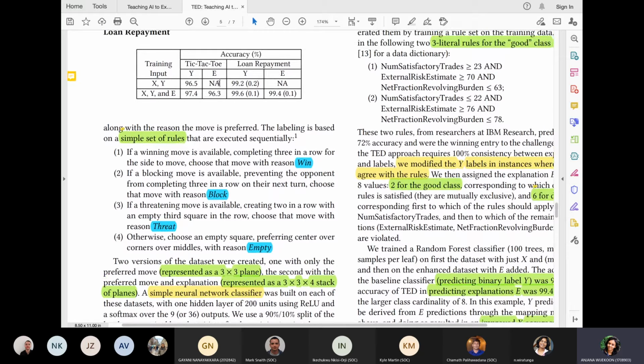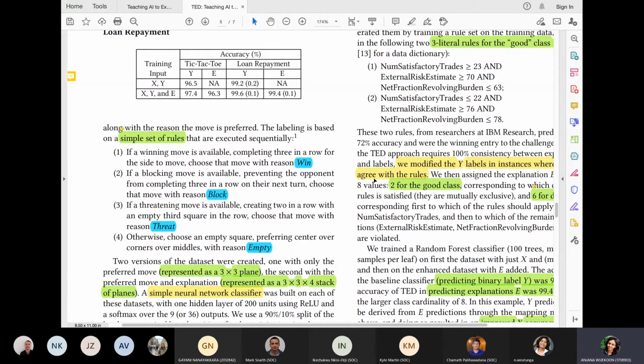if you didn't have E, the explanation, so you are doing a 9-class classifier, you get 96.5% accuracy. If you had annotated and you perform 36-class classification, the Y accuracy, they say it's improved. And then you have independently the accuracy for predicting E, which is decomposed from Y and E, which is 96.3% accurate.